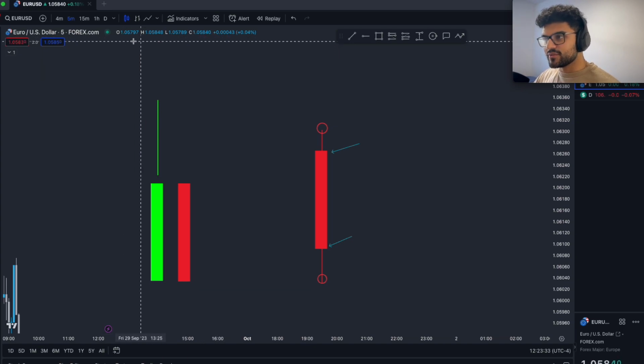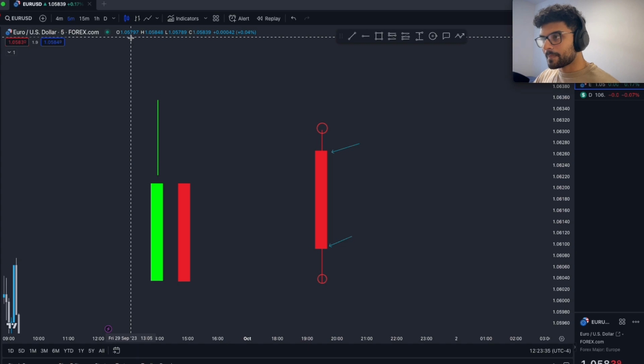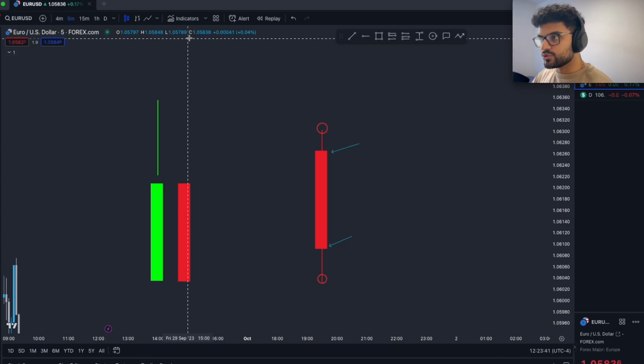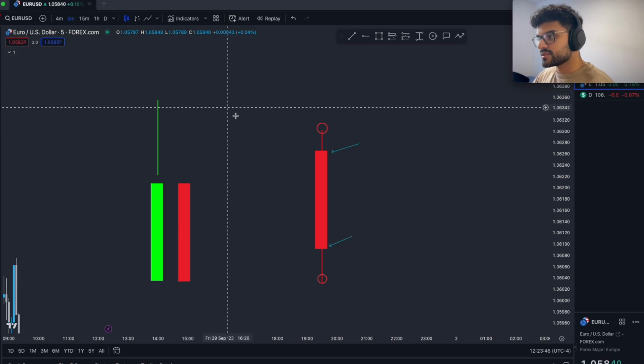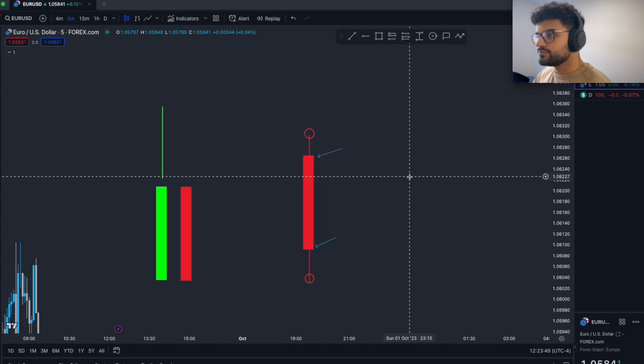Now can you guess what it stands for? Open price, which was this, the highest point of that candlestick, which was this price, the lowest point of that candlestick, which was this price, and the closing price of the candlestick, which was this price. So those are the 4 parts of a candle.